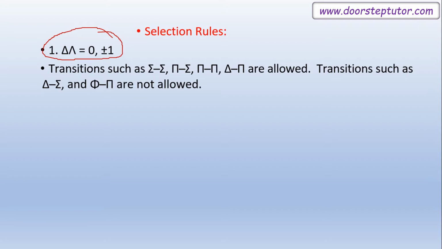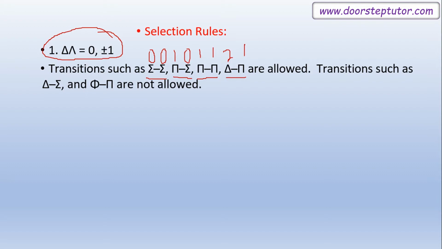For example, transitions such as sigma to sigma are allowed, pi to sigma are allowed, pi to pi transitions are allowed, and delta to sigma transitions are allowed, delta to pi transitions are allowed. Because you can see here, the sigma value is equal to 0, so 0 to 0 transitions are allowed. For the pi term symbol, the lambda value will be 1. The lambda value for sigma is 0. Here this is 1 and 1. Okay. So this is 2 and 1.